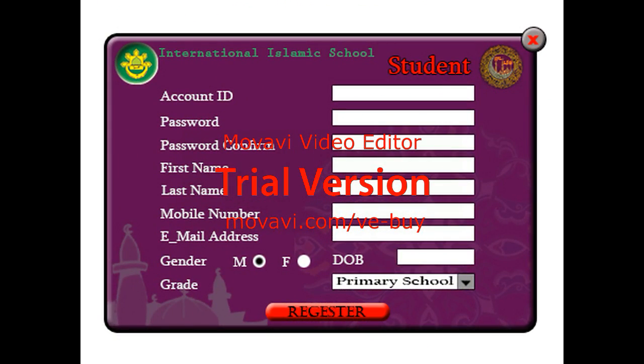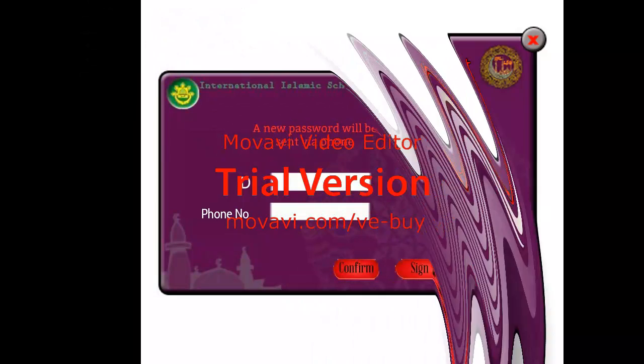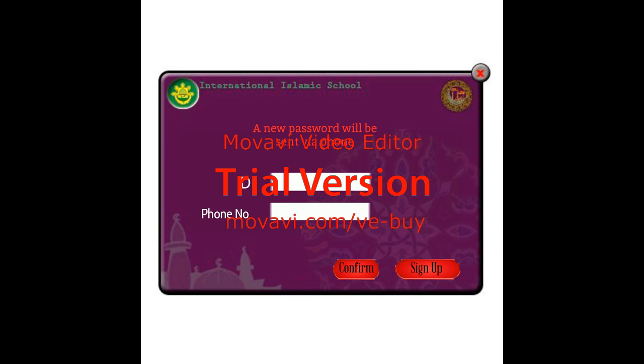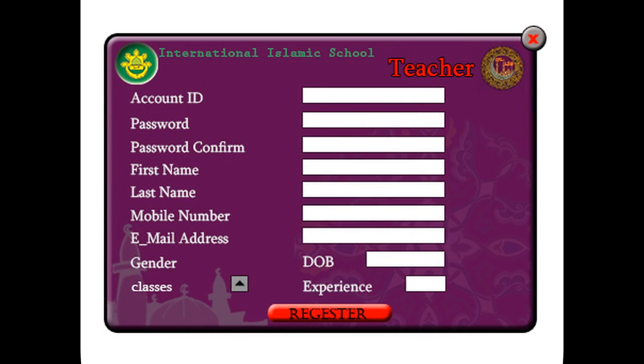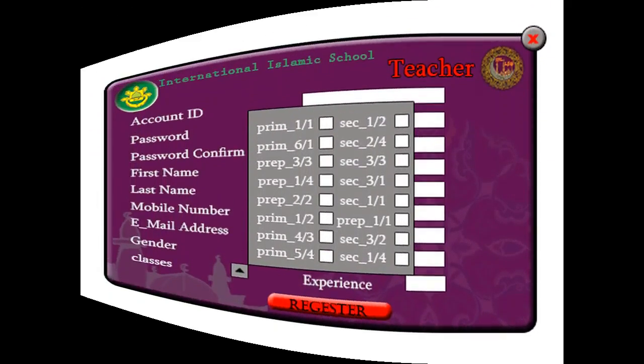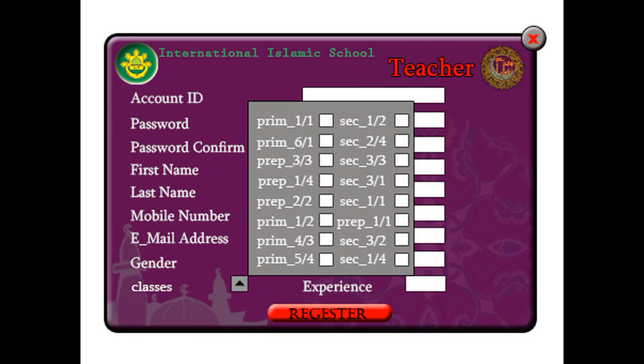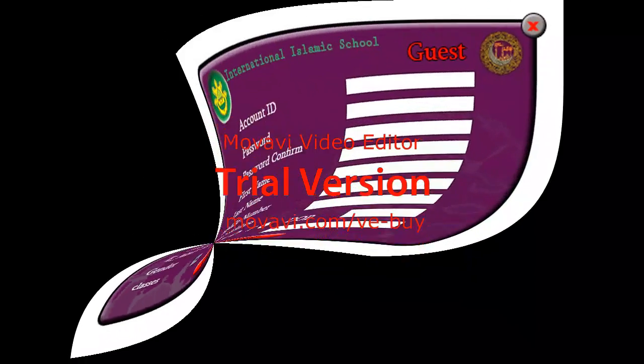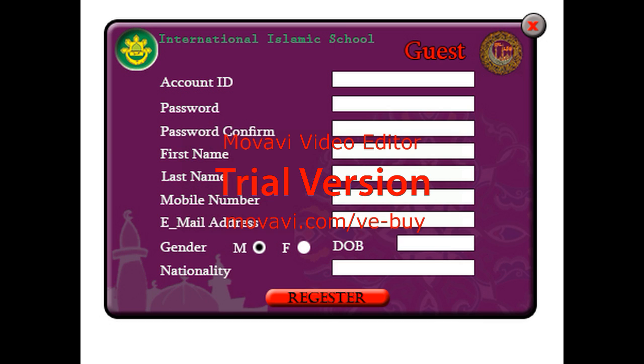This is the requirement from the student for creating a new account, and here we will send a confirmation number to the user when he enters his phone number and confirms it. This is the requirement from the teachers for creating a new account, and this drop-down list shows the classes that he is teaching. This interface is for the guest to create a new account for a limited duration of time.